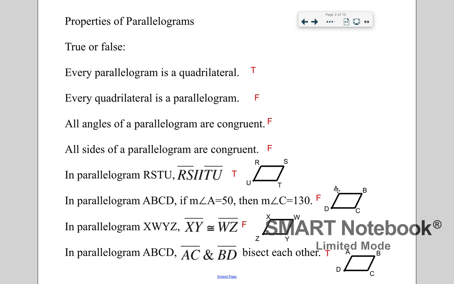In parallelogram ABCD, so again, notice how I labeled this. In order, going around in a circle. If angle A is 50, then angle C would be 130. That is false. A and C are opposite angles.